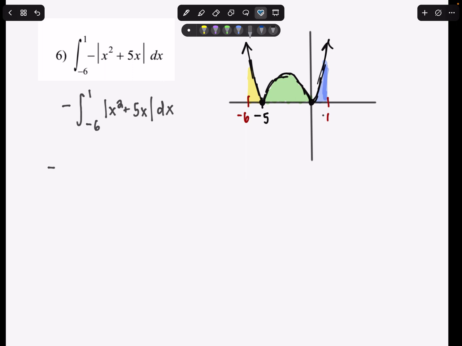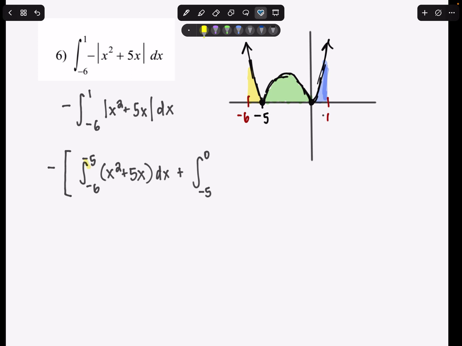So I've got the opposite of, and I'm going to use brackets here because that negative on the outside, I'm just going to worry about that at the very end. So I'm going to have the integral from -6 to -5 of x squared plus 5x. So that is most definitely x squared plus 5x because I didn't have to flip it. This part right here was part of the parabola. Plus the integral from -5 to 0.